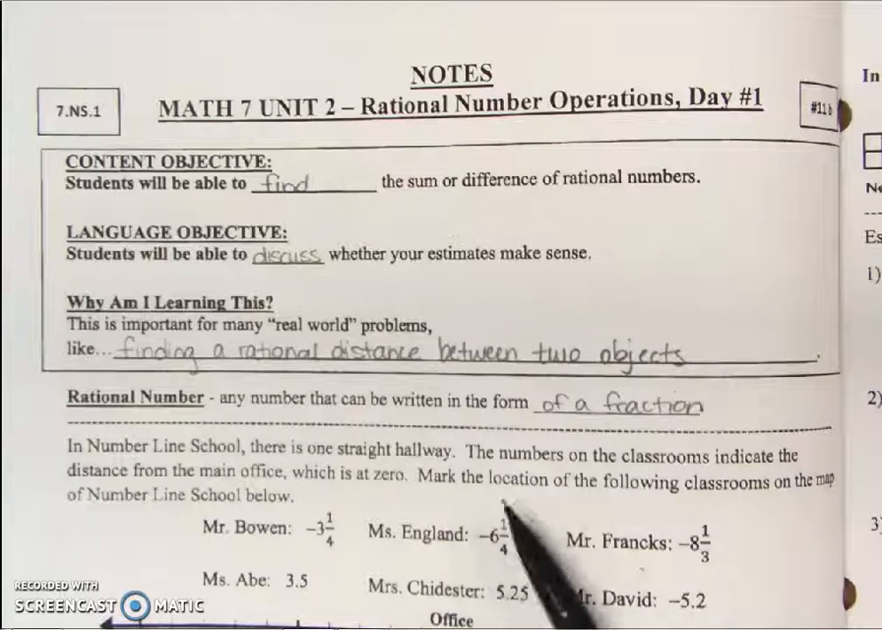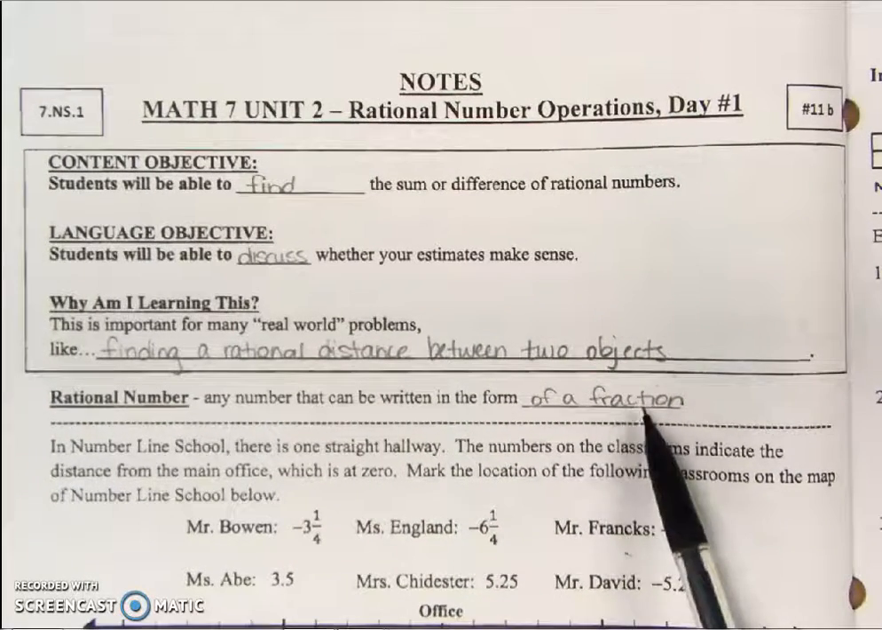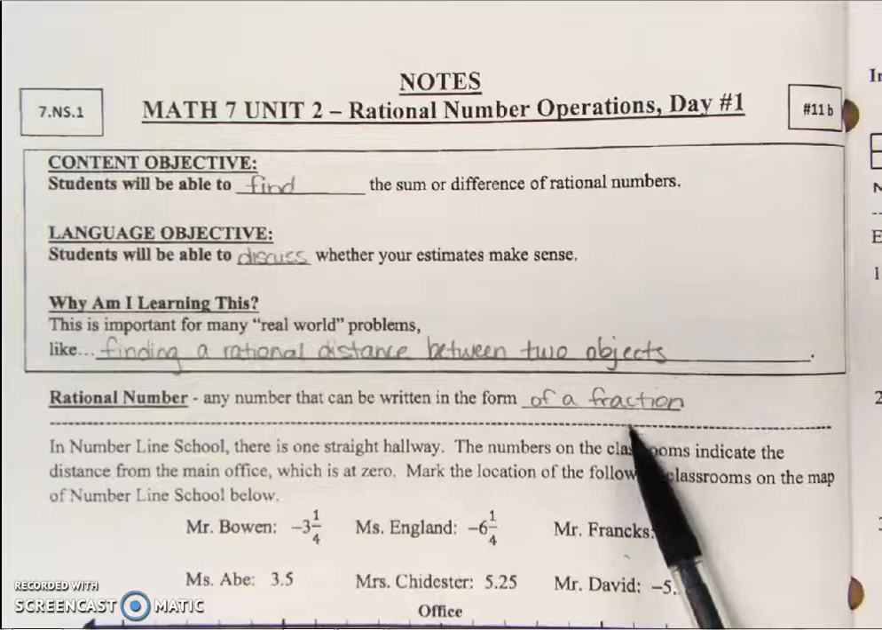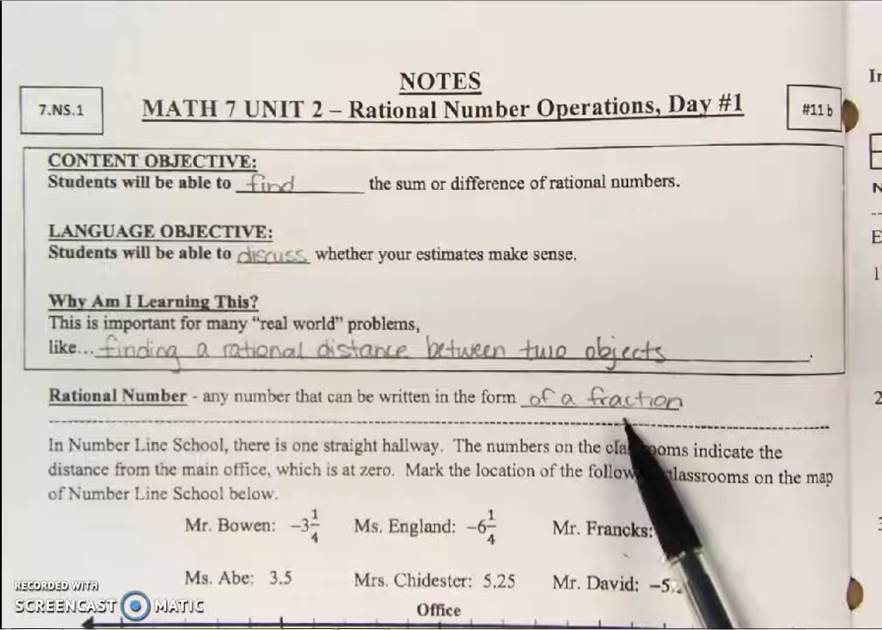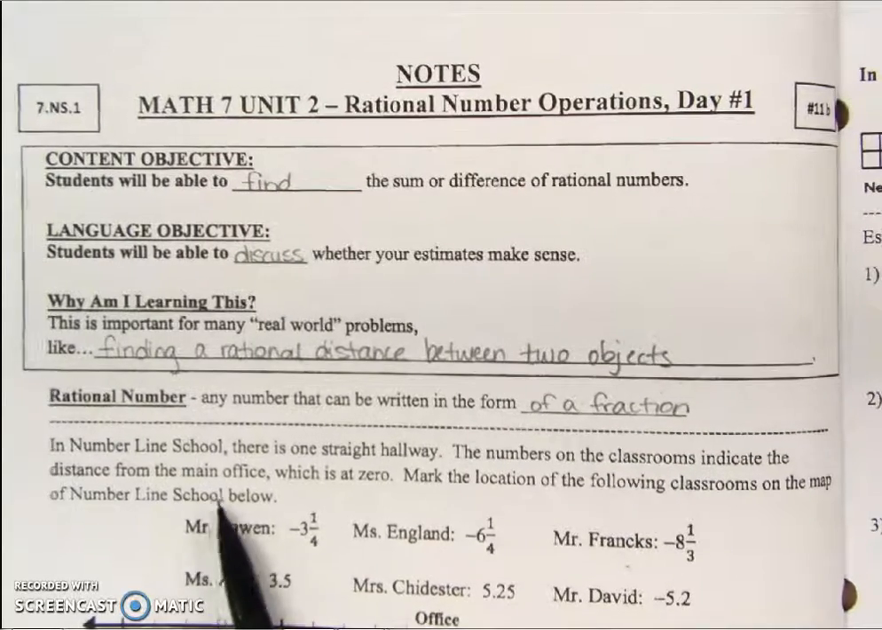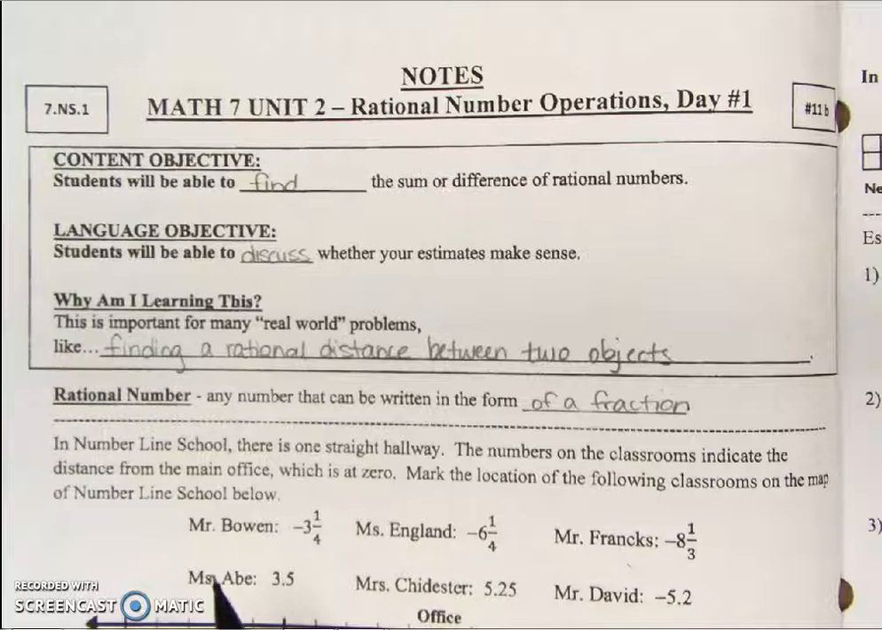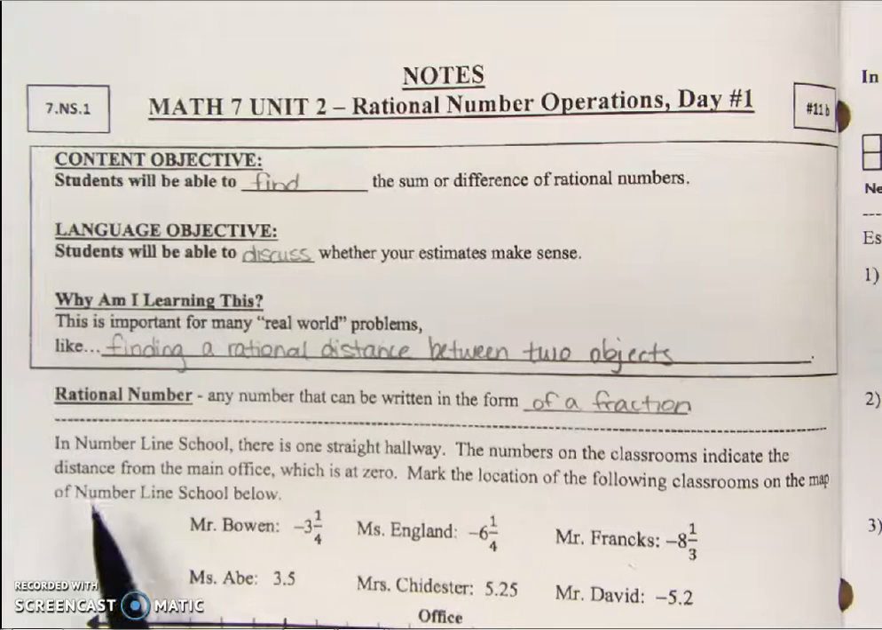So rational numbers are numbers that are written in the form of a fraction. So basically, it's every number you've ever seen so far. You really won't see irrational numbers until 8th grade. So rational numbers are just every type of number ever that you've seen. So let's look at a number line and let's look at some of these rational numbers and where they would lie on the number line.